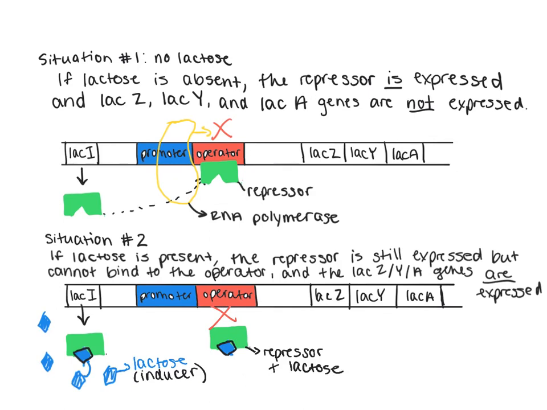Since the repressor can no longer bind to the operator, our RNA polymerase is free to move along here and transcribe and translate Lac Y, Lac Z, and Lac A. So these are all expressed, and now they're expressed to create the proteins that the cell needs to metabolize the lactose that is in the cell. I'll label this again here too.